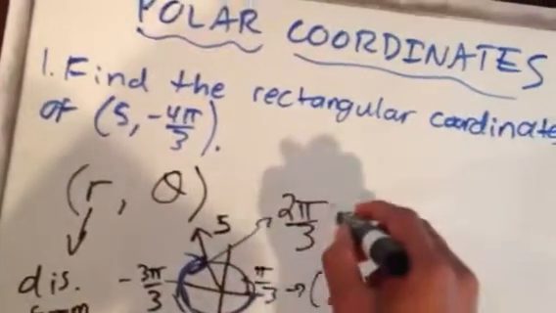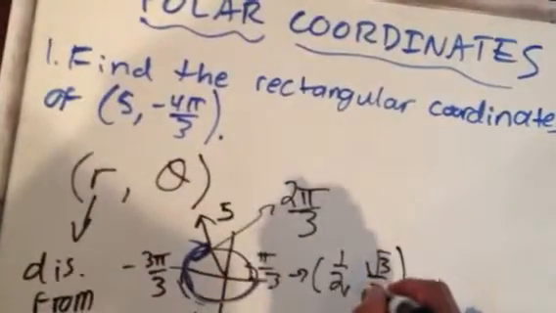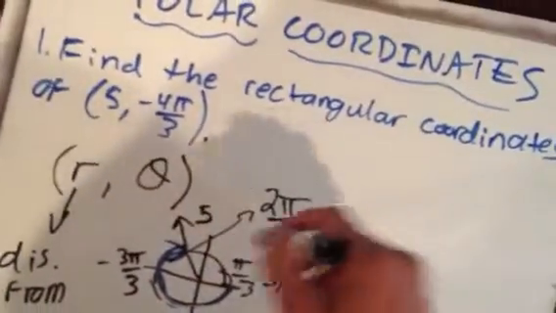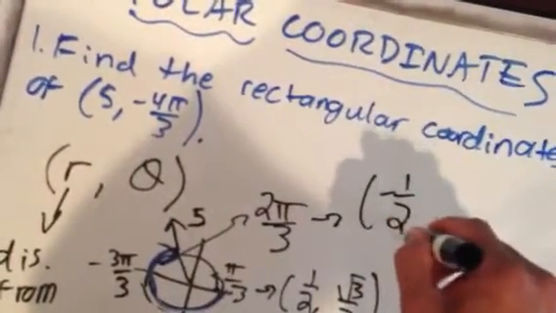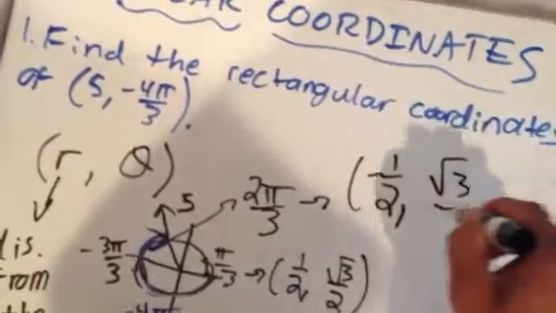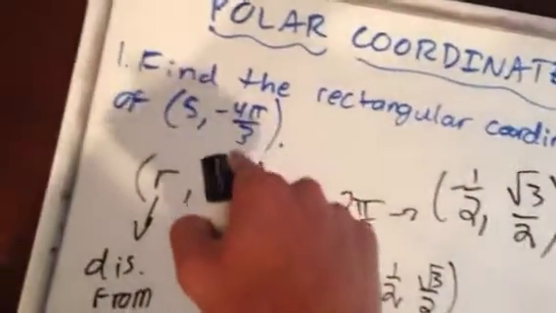We're in the second quadrant. The y coordinate is obviously positive, so that stays the same. The x coordinate is now negative because we're in the second quadrant. So this is negative half, root 3 over 2. And these coordinates right here also correspond to the coordinates of negative 4 pi over 3.